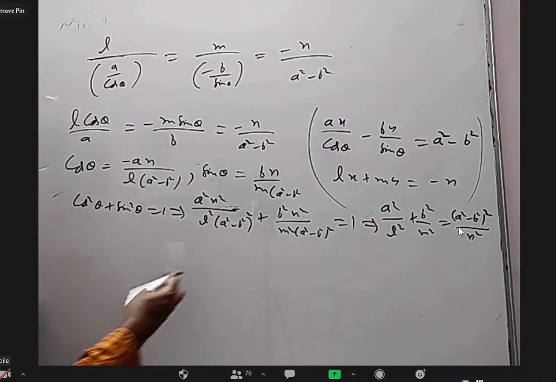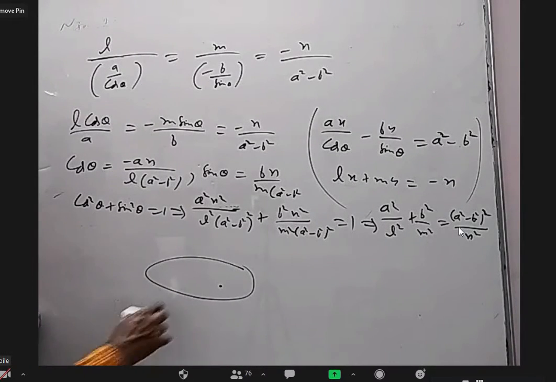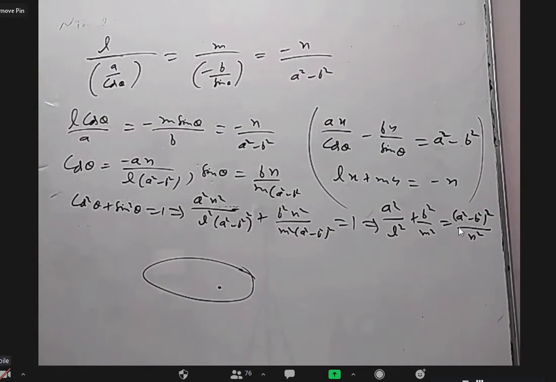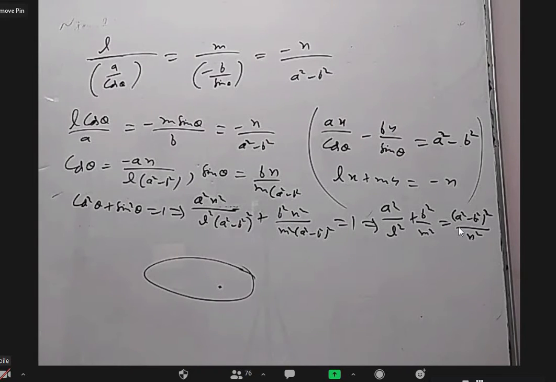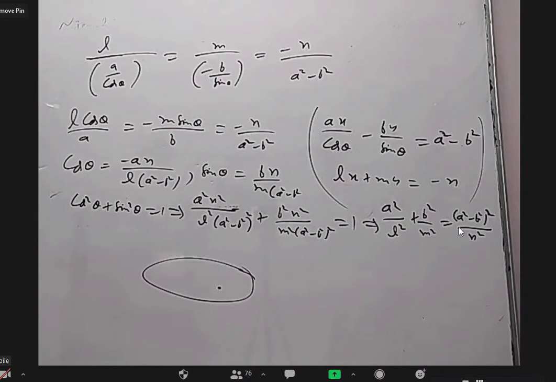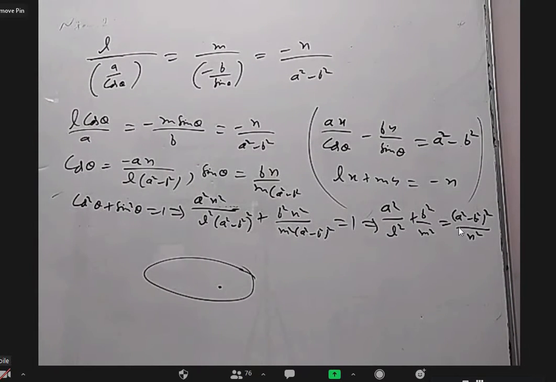Okay, those who completed this, don't write, but just think about it. If I give a point inside the ellipse or maybe outside, how many normals of the ellipse can pass through that point? Two normals will be, okay.